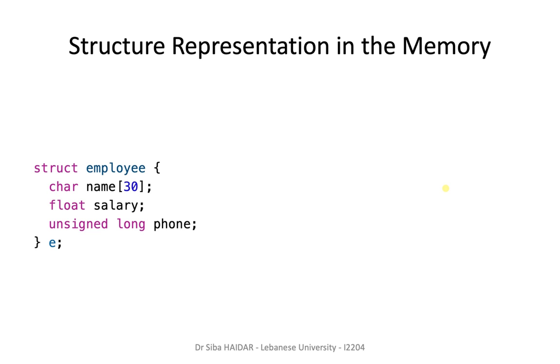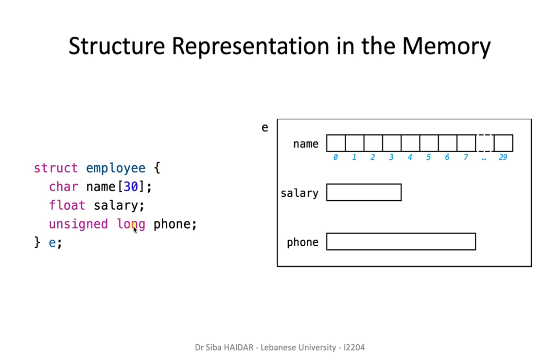Let us see how a structure is represented in the memory. So here E is a structure variable of type struct employee, and I'm interested in seeing how the memory is going to store E. E is a variable, so as usual it is a box in the memory. It is a continuous number of bytes in the memory. But here E contains other fields, so it is a big block in the memory relative to the primitive types. So I will represent E as a block in the memory. Inside E, the fields of E.